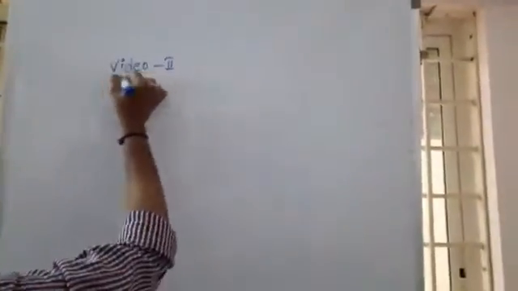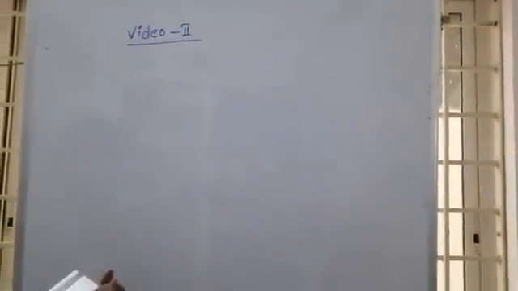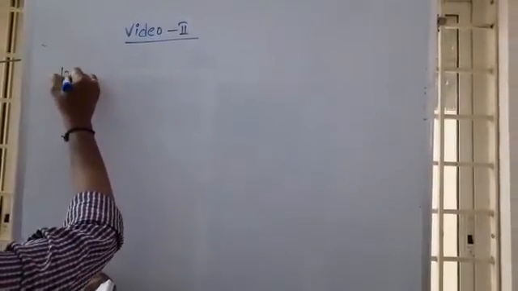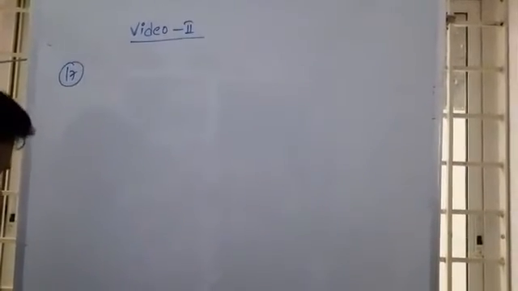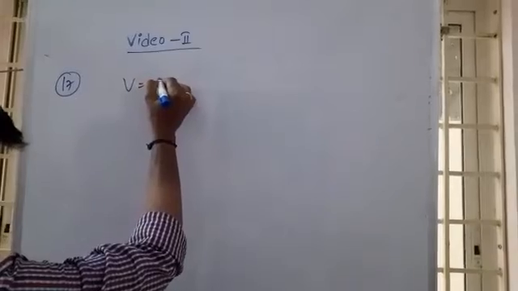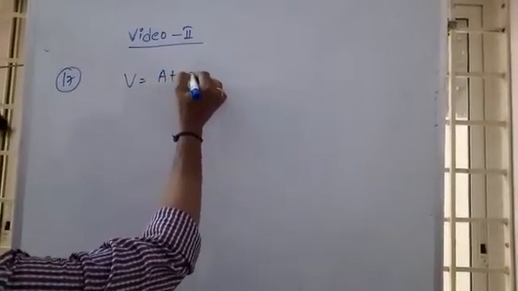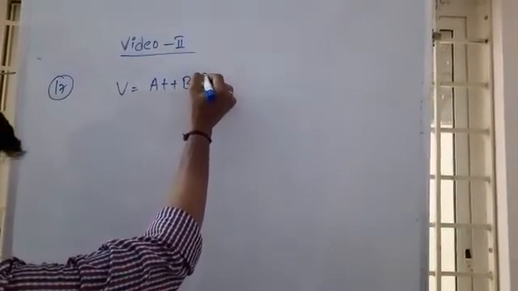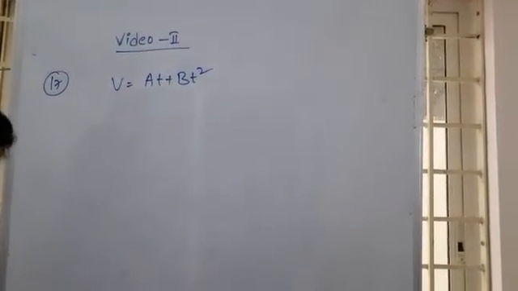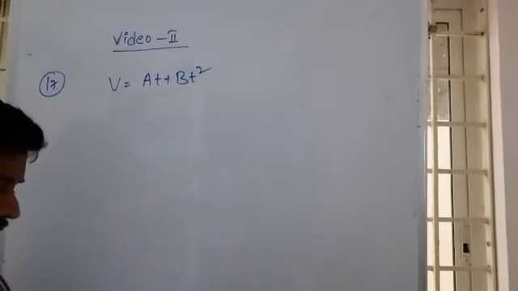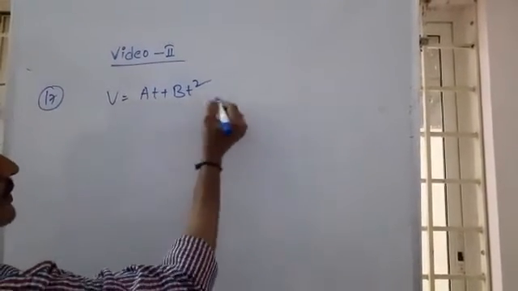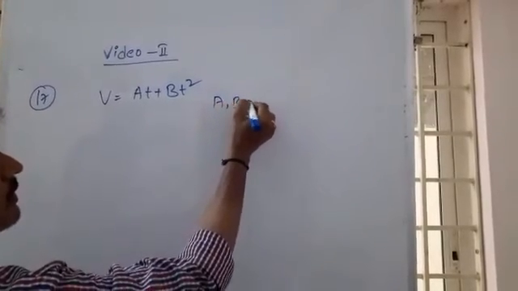Video 2. Motion in a straight line. In this next problem, the 17th one, the velocity of the particle is v equals at plus bt square, where a and b are constants. What is the displacement or distance between 1 and 2 seconds?